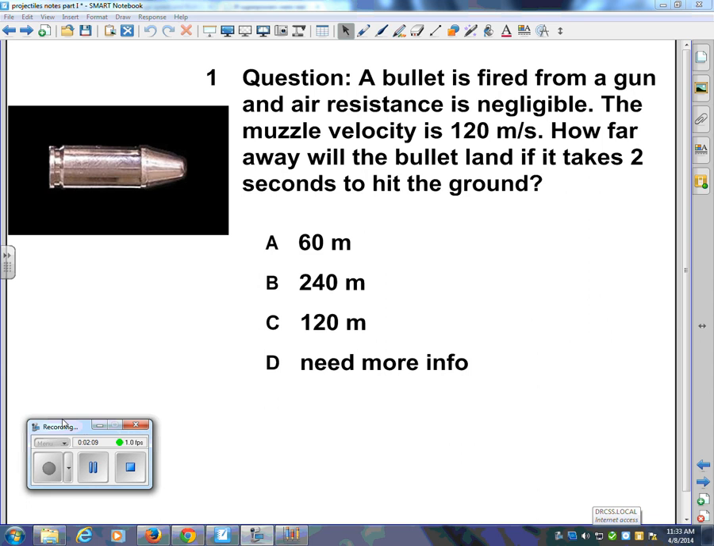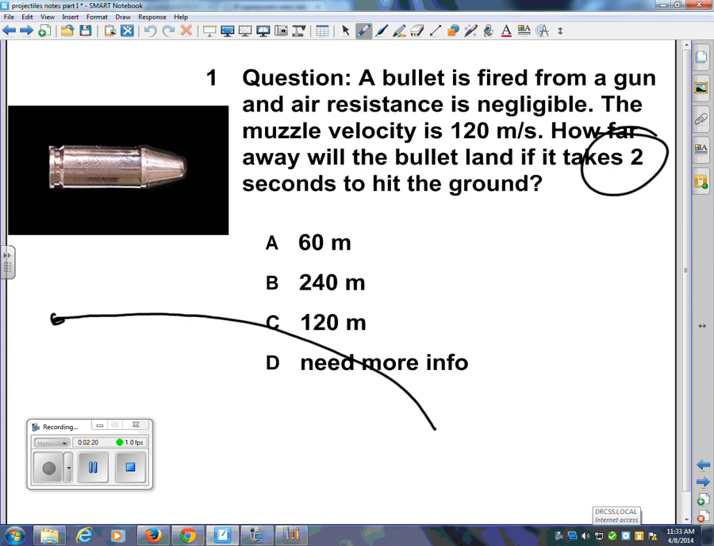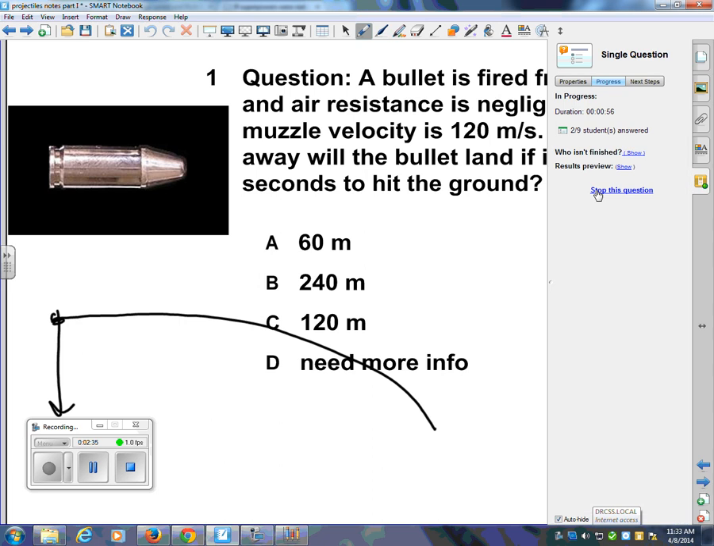How far away will the bullet land if it takes 2 seconds to hit the ground? It doesn't say so, but I think what that is implying is that it's going to be fired horizontally and it's going to land like that. So it takes 2 seconds for it to hit the ground, which would be the same amount of time it would take if it were just dropped. The muzzle velocity is 120 meters per second. How far away will the bullet land? You probably don't even need a calculator for this.